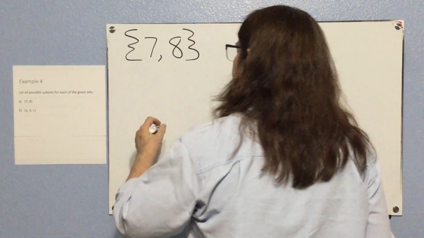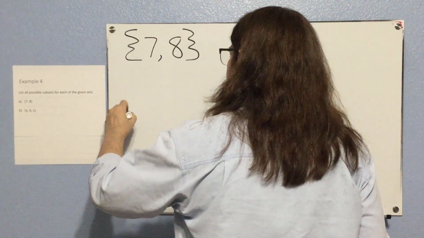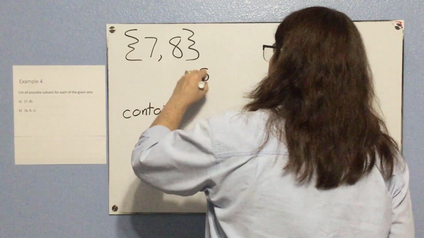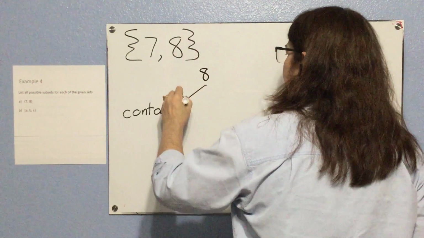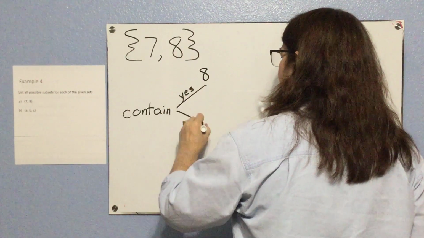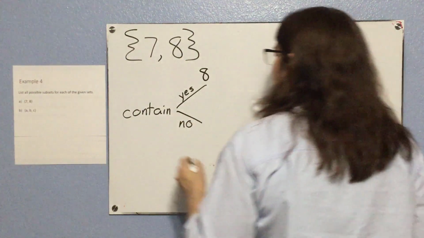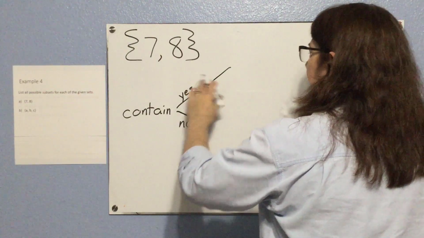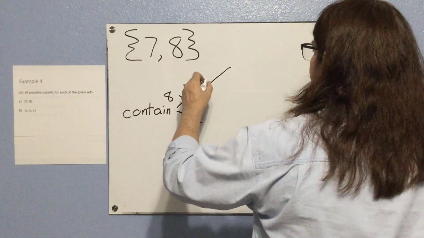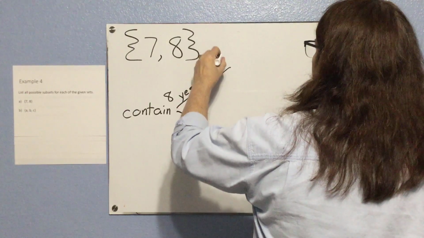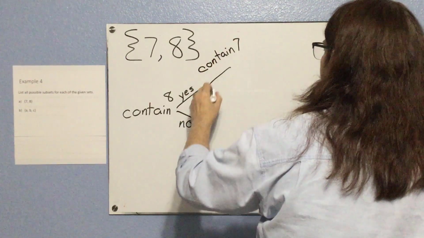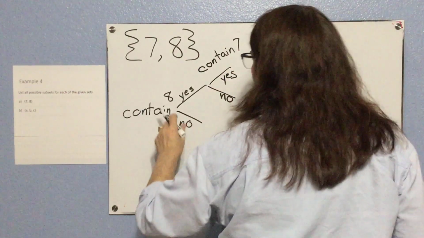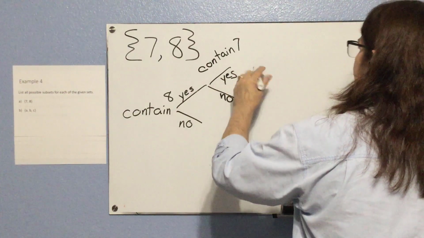So for this one, we're going to say, does it contain 8? And the answer would be either yes or no. And then after we've answered that, let's put the contain 8 down here. Does the set contain 7? And my answer could be yes or no. So here it contains 8 and it contains 7.